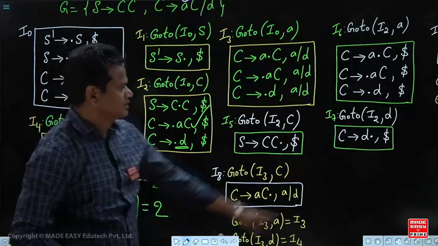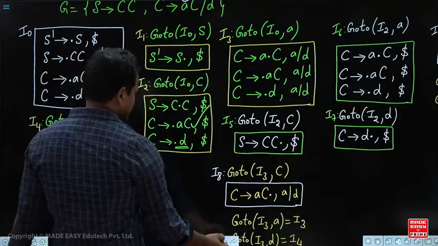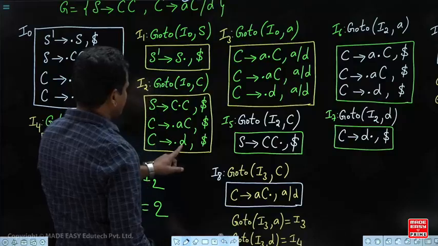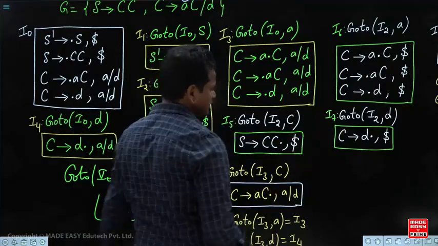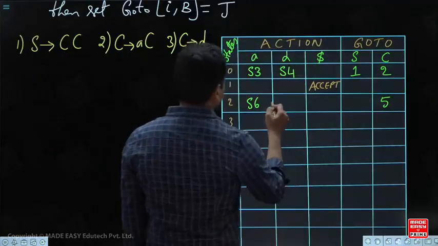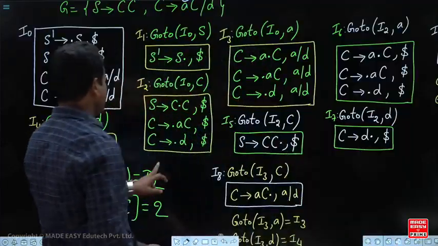Where has it gone? See this state. I2 comma d is I7. Therefore in 2 comma d, because it is a terminal and it has gone to I7, 2 comma d is S7. 2 comma d is S7. This is done. Next. I2 is done.